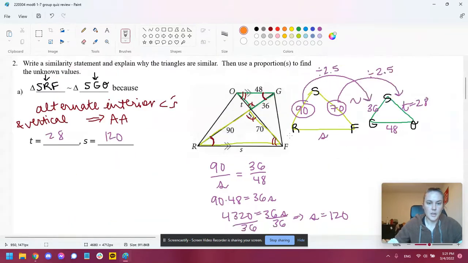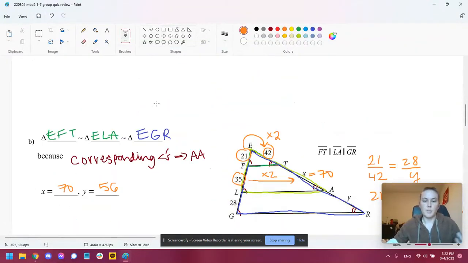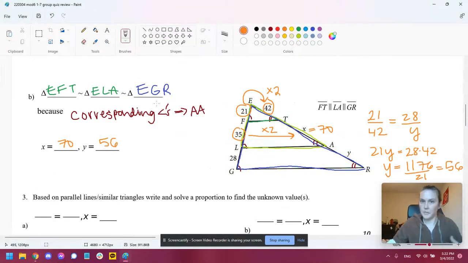For these both, I do want you to say more than just angle for the reason, right? I want you to say how did we know these angles? We knew them because these were vertical and alternate interior, and we knew these ones because they were corresponding. I am looking for that on the quiz.